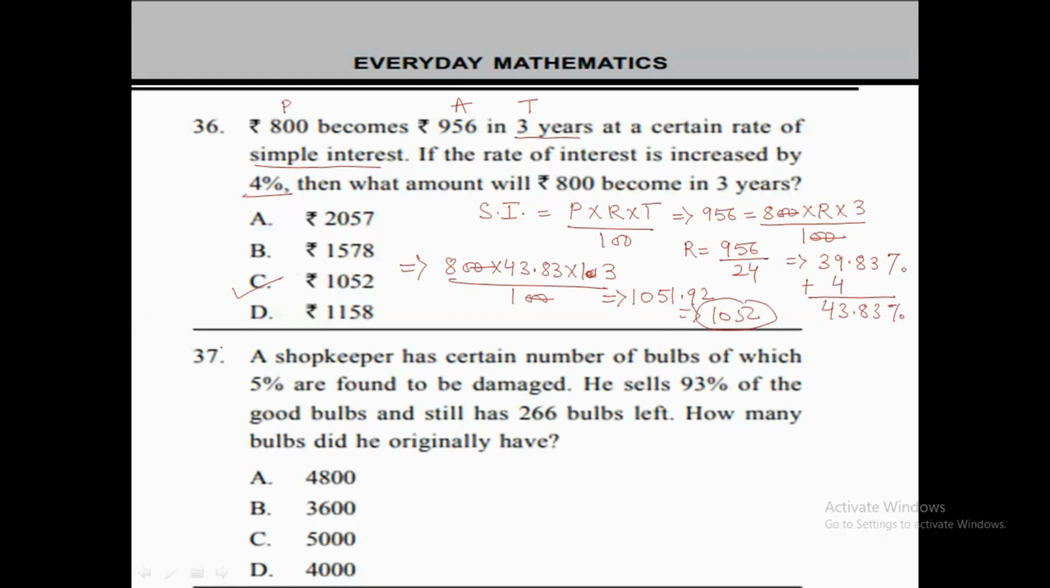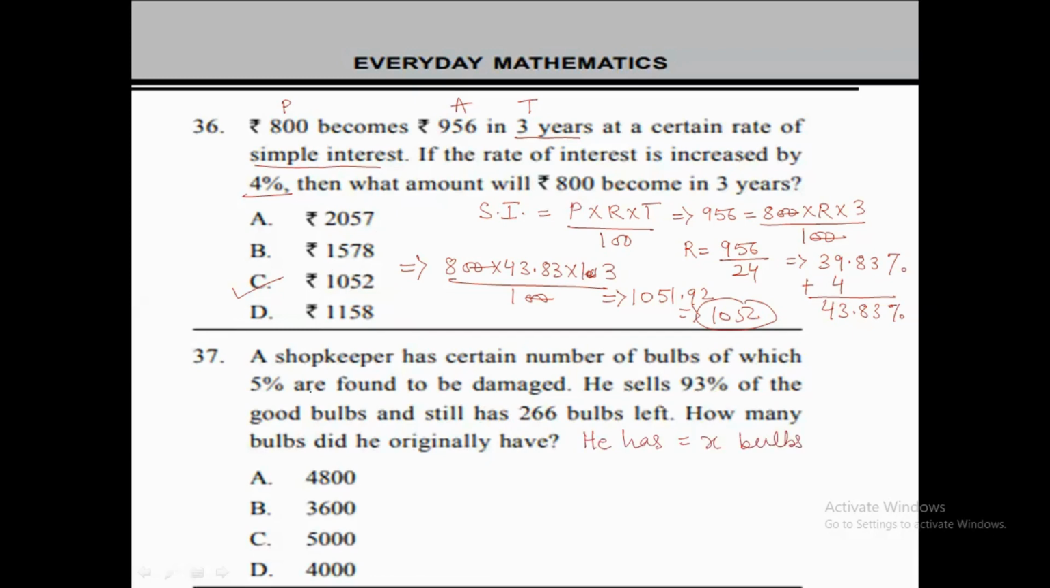Now, question number 37. Question number 37 is saying that a shopkeeper has a certain number of bulbs, and we don't know how many bulbs he has. Now, out of those bulbs, 5% bulbs are found to be damaged. Okay, so let's suppose he has X number of bulbs with him. He has X bulbs.